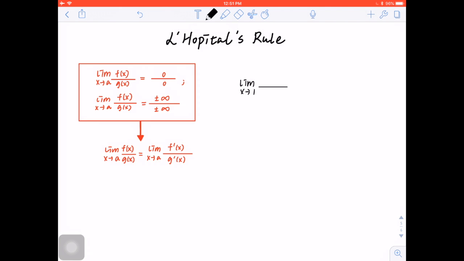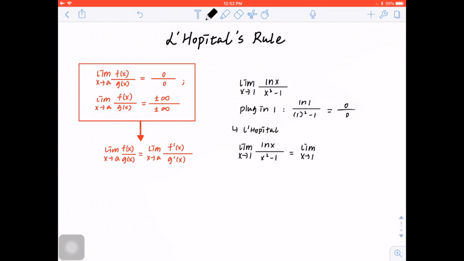When you're given the function ln x over x squared minus 1, and you are asked to solve for the limit of this function as x approaches 1, you plug 1 into this function and you get 0 over 0. So this function is an indeterminate form of limits. So we use L'Hopital's rule and we take the derivative of both the denominator and the numerator, and we get 1 over x over 2x. And then we plug in 1, and finally we get 1 over 2, which is the final answer of the limit of ln x over x squared minus 1 as x approaches 1.